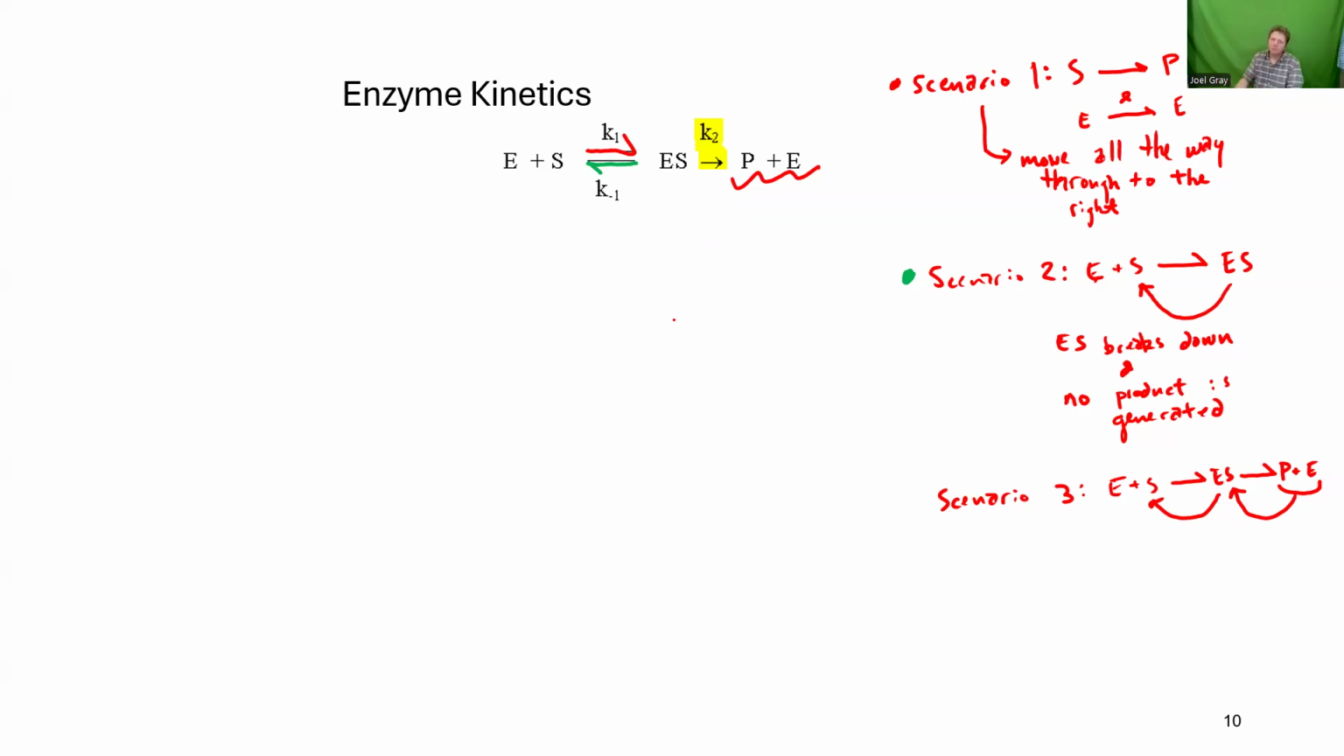Now, when it comes to enzyme kinetics, so here's our binding scenarios. What we're most interested in when it comes to enzymes is the V sub 0, or the initial velocity.